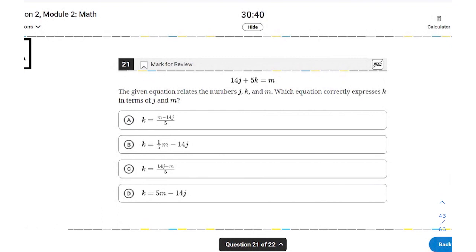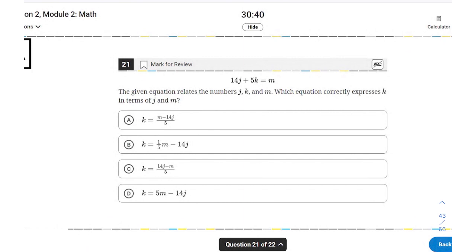It says 14j plus 5k equals m. And even without reading the question, sometimes it's helpful to just do a quick glance at the answer choices. They're really just asking us to solve for k. So here, they're going to say it in words, and sometimes the words can be confusing. So if you need a visual representation of what you're supposed to do, that sneak peek ahead can be really helpful. But here they say the given equation relates the numbers j, k, and m. Which equation correctly expresses k in terms of j and m?